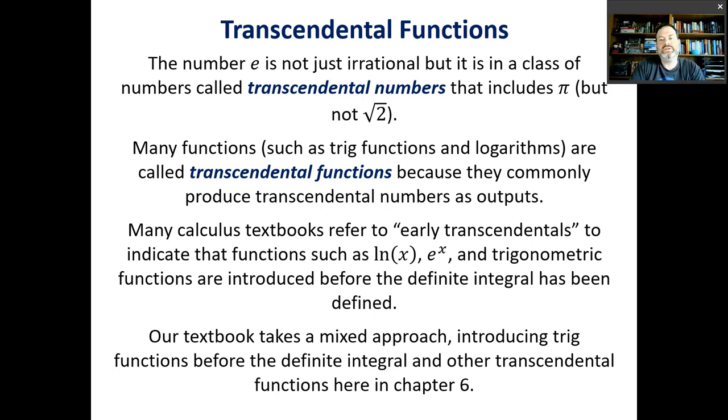So essentially a transcendental number is a special kind of irrational number that not only does not repeat, but it fails to repeat in a certain way. So numbers like pi and e are transcendental, but the square root of 2 is not. And many functions, so trig functions and logarithms, are called transcendental functions because they commonly produce transcendental numbers as outputs. So if you guys have seen transcendental functions or early transcendentals, that's what this is referring to.